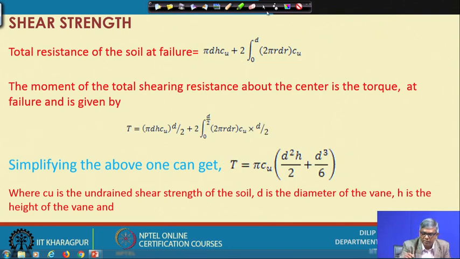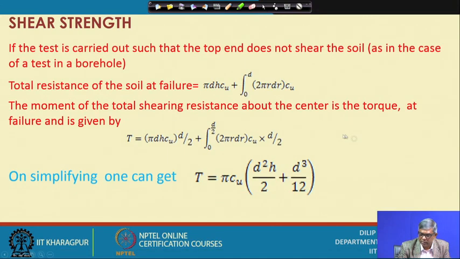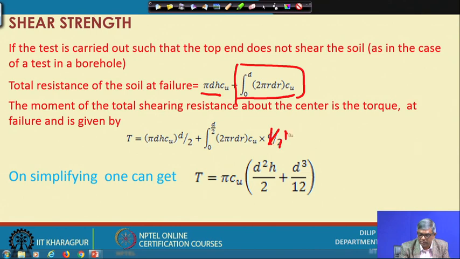Now, if I ignore the resistance from the top, then your total shear force will be this much, and this will be once, this will not be multiplied by 2, and this will not be d by 2, it will be r actually, this r distance we have taken. Again if I equate and simplify, then I will get another expression for T, slightly different from the earlier one, because we have ignored the resistance from the top. So this is the other expression.